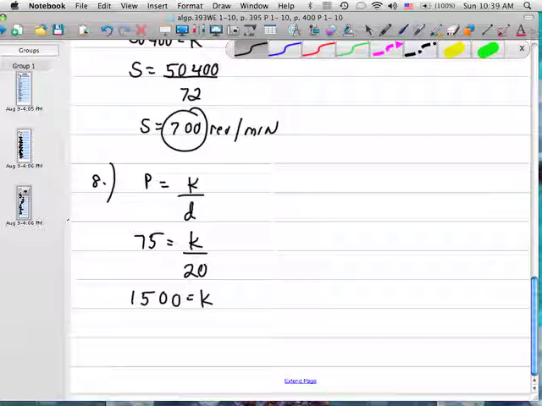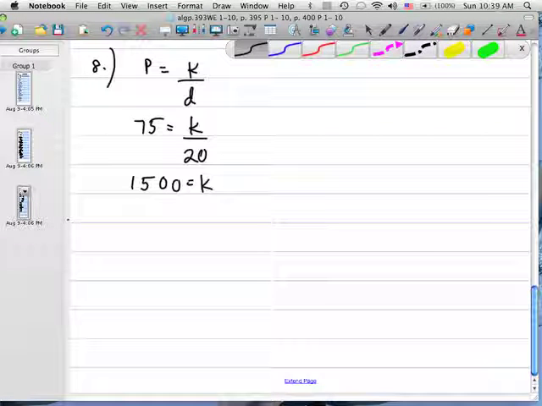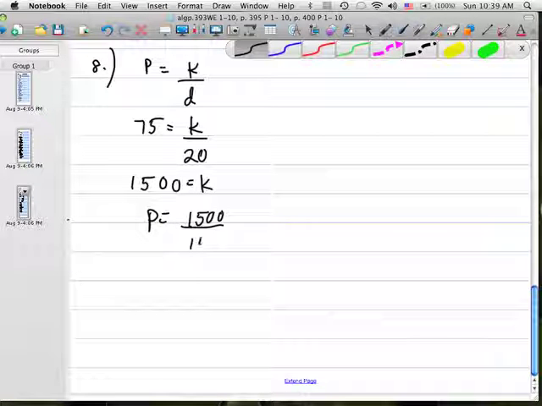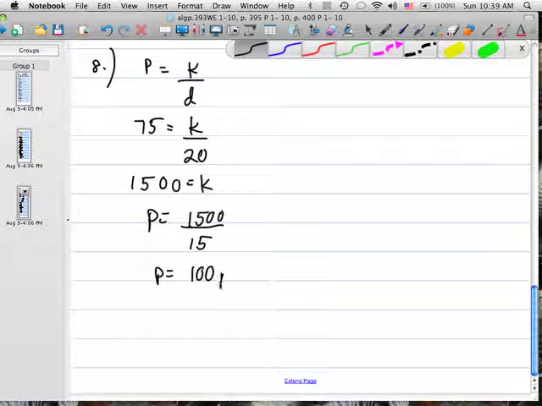equals K. And the question is, how many plants are used to fill the row when they're planted 15 centimeters apart? So we're looking for the number of plants. K is 1,500, and this time they're planted 15 centimeters apart. So if I divide 1,500 by 15, we can get 100 plants.